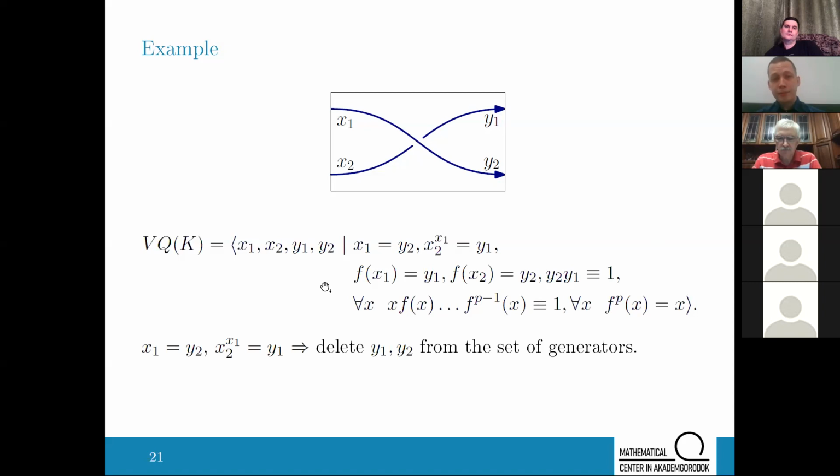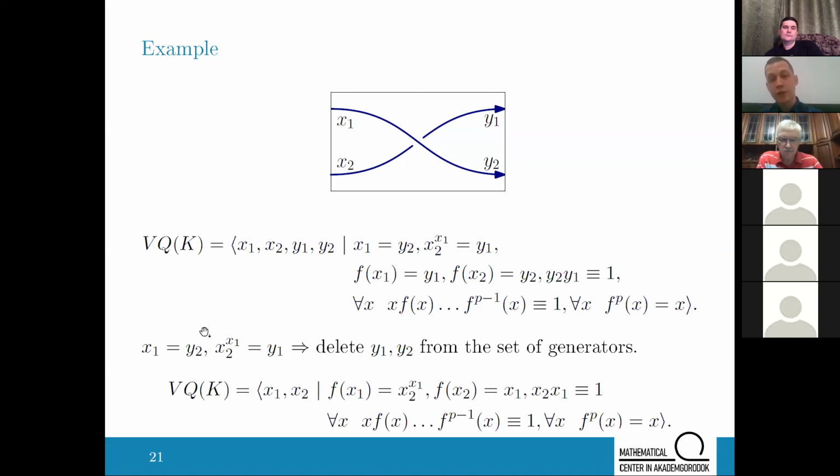What I notice here is that we have these relations, x1 is equal to y2, x2 to the power x1 is equal to y1. It means that I can delete y1 and y2 from the set of generators, just everywhere changing y1 by x2 to the power x1, and y2 by x1. Just as in groups, if I have some relations, I can write some generator from this relation. That's why instead of the generator y2, I can everywhere write x1 and delete y2. It will look like this. So these two relations I don't write because I use them to delete generators.